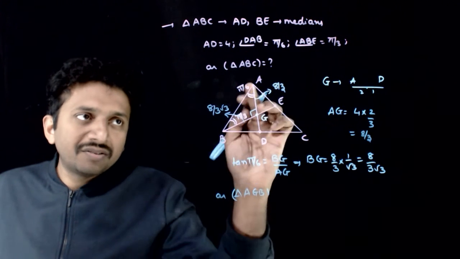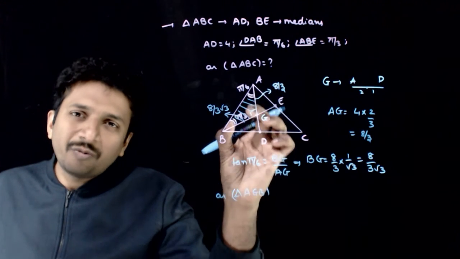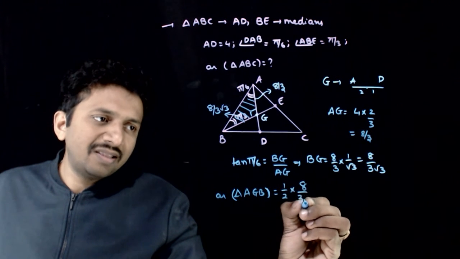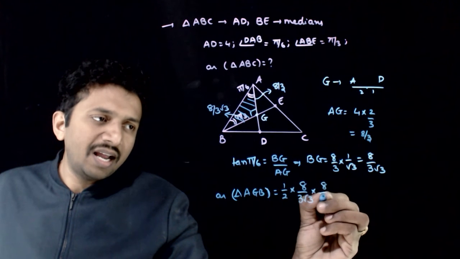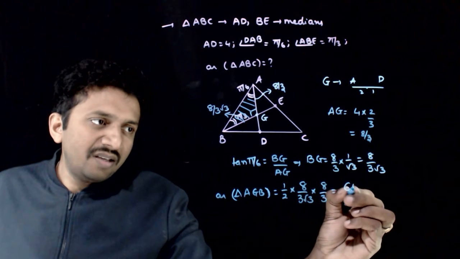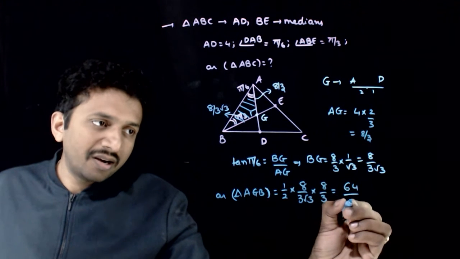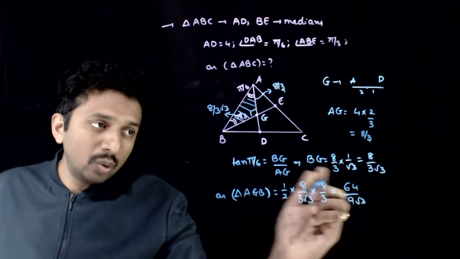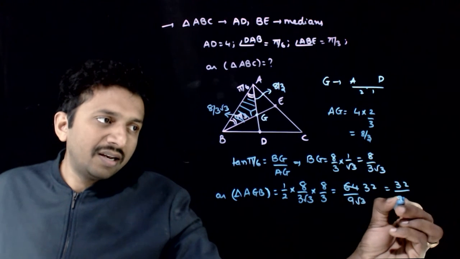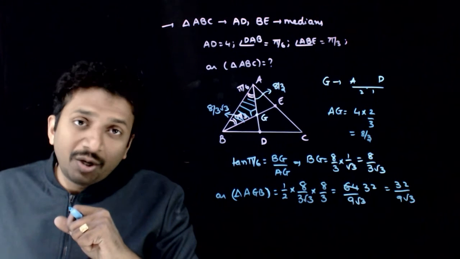So area of triangle AGB, this triangle is nothing but half into the length of perpendicular sides, half times 8/(3√3) times 8/3. That is equal to 64/(3 into 3 is 9, 2s are 18), or 9√3. One 2 can be cancelled out to get 32. That is equal to 32/(9√3). So this area is 32/(9√3).